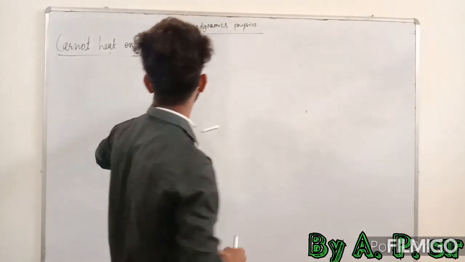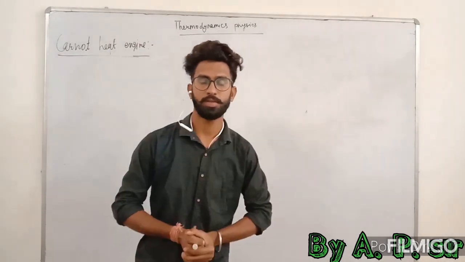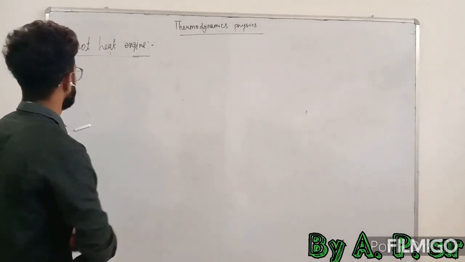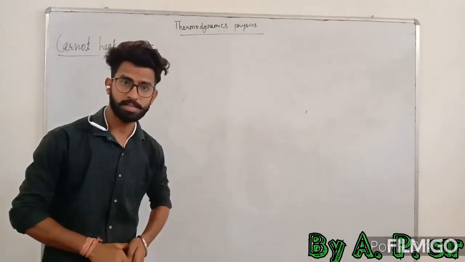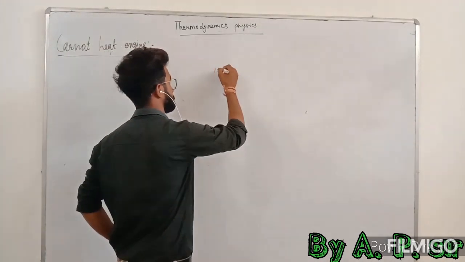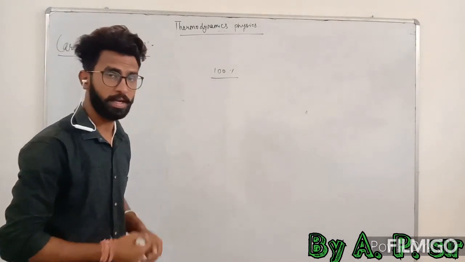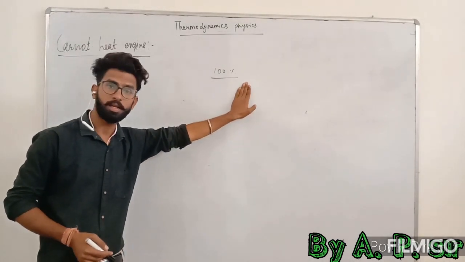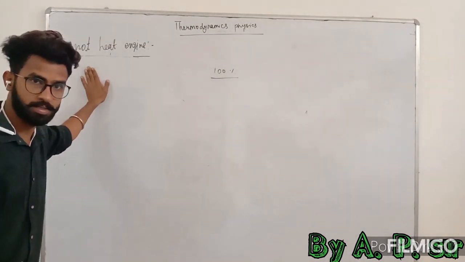Today's topic is the Carnot heat engine. This is the very first topic of this unit, so read clearly. What is the Carnot heat engine? This was given by the scientist Carnot, so we call it the Carnot heat engine. Its efficiency is 100%. We know that it's not possible for an engine to have 100% efficiency, so it is an ideal heat engine.